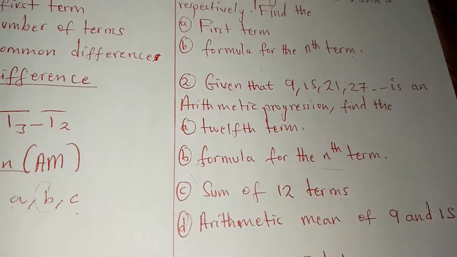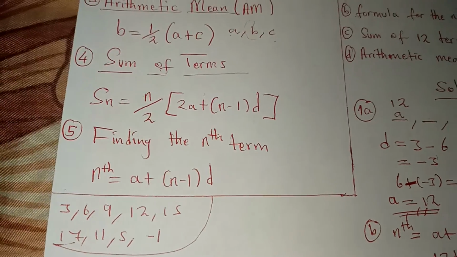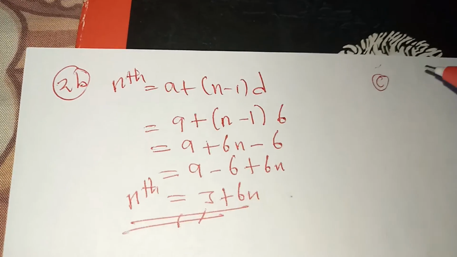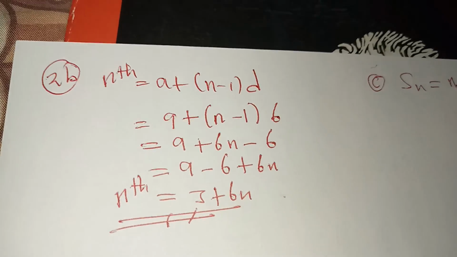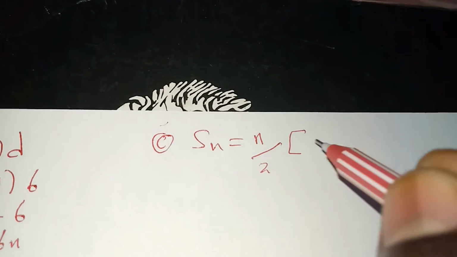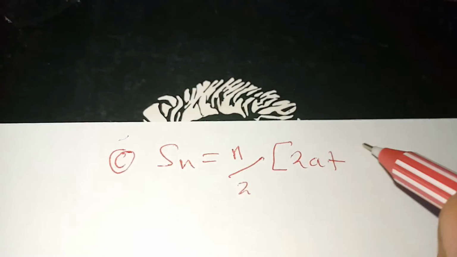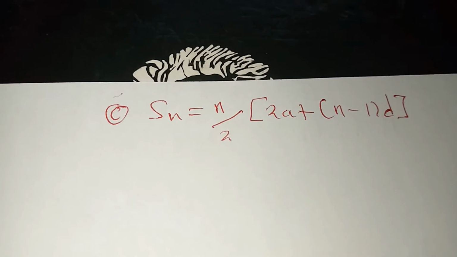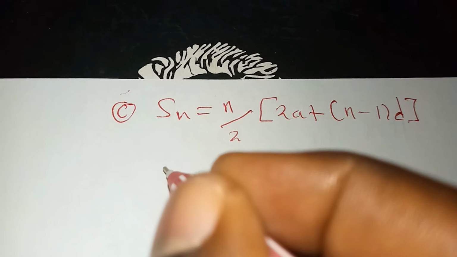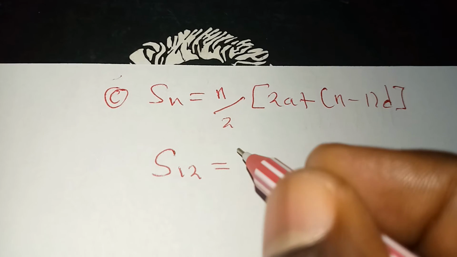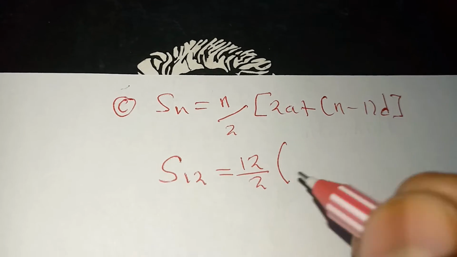Then also, the next question is sum of 12 terms. So this is the formula used when calculating the sum of terms. So here, this is 2c. Sum of terms is given by the formula n over 2 block brackets 2a plus open bracket n minus 1 multiplied by d, then the block bracket closed there. They are saying how many terms we have? 12 terms. This will be equal to, then where there is n we'll be placing 12, just like that.